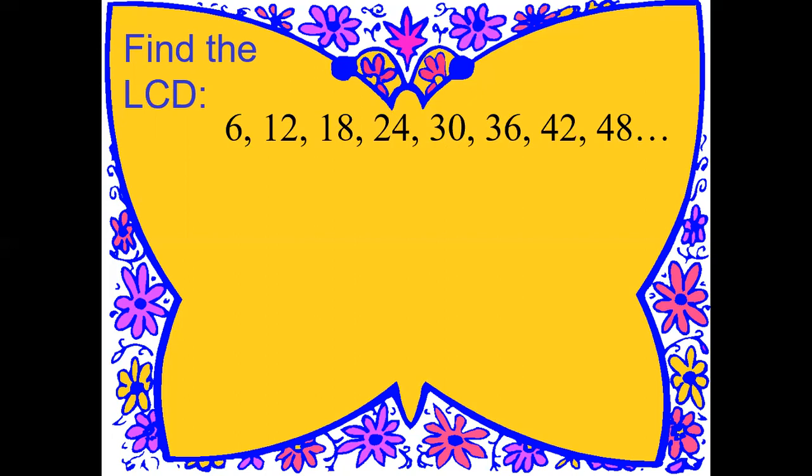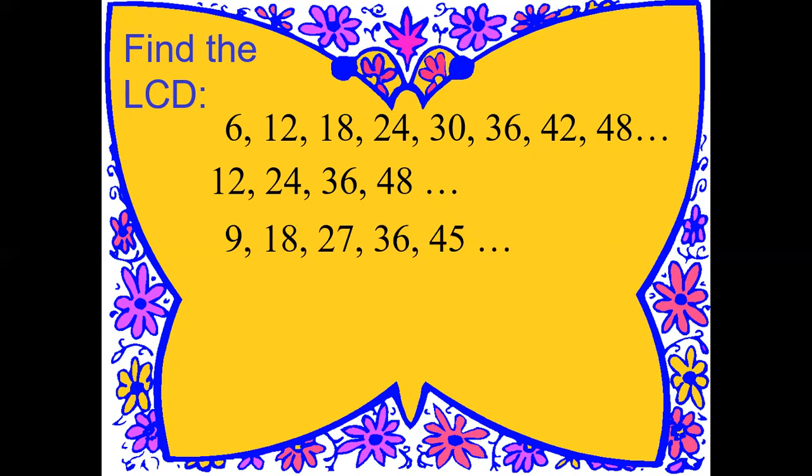Now here are the multiples of 6. We have 6, 12, 18, 24, 30, 36, 42, 48, and it goes on. Now here are the multiples of 12. We have 12, 24, 36, 48, and it goes on. Now the multiples of 9, they are 9, 18, 27, 36, and 45, and it continues.